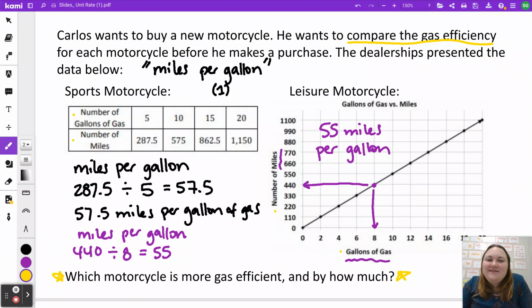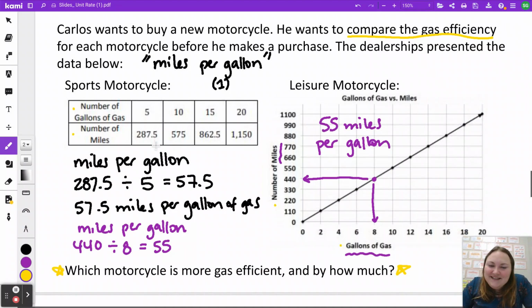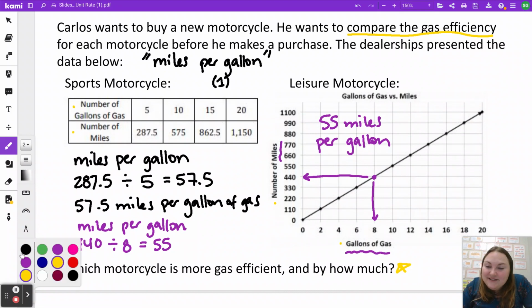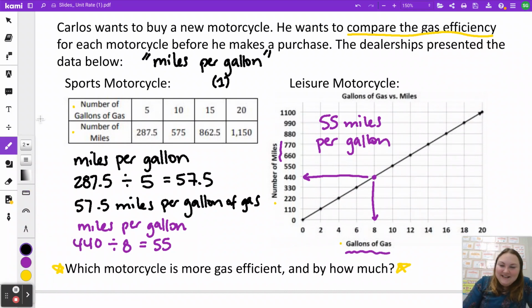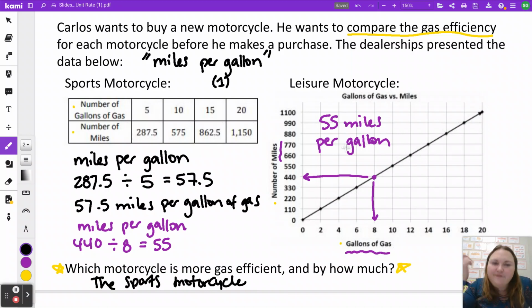So, based on gas efficiency, which motorcycle is more gas efficient? It is going to be the sports motorcycle. The sports motorcycle can go 57.5 miles. The leisure motorcycle can only go 55 miles with 1 gallon of gas. There's a second part to this question. It says, and by how much?